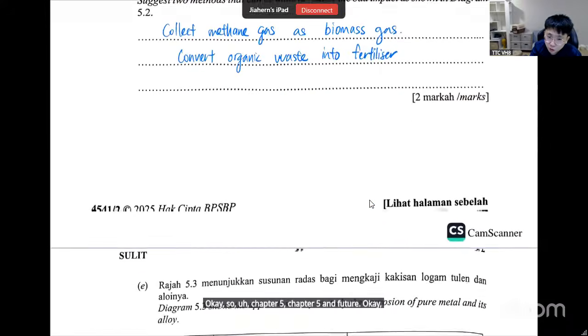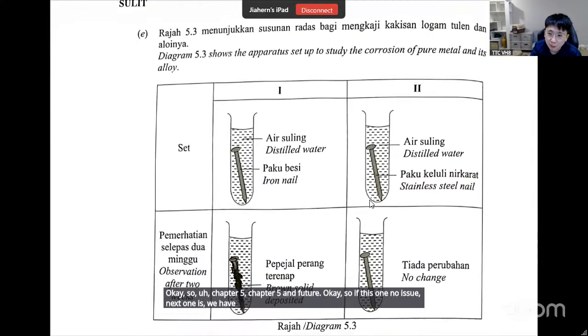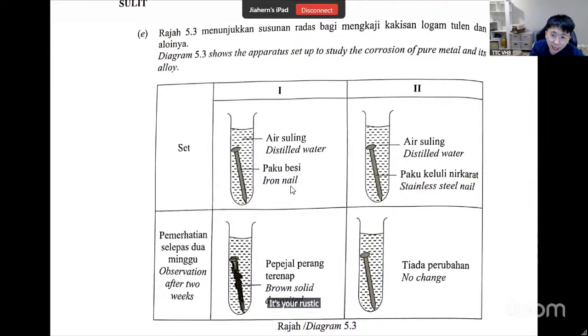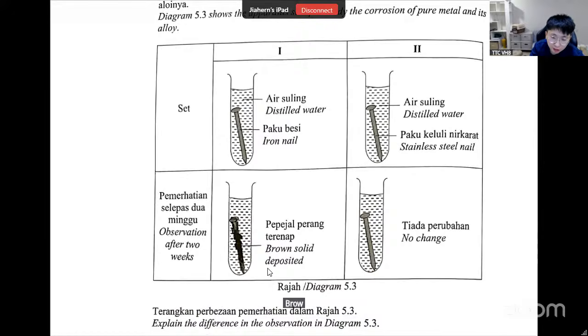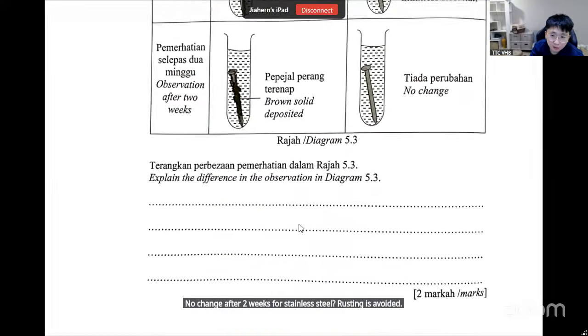Okay, so if this one no issue, next one is we have the setup to study the corrosion of pure metal and its alloy, guys. It's your rusting of iron nail and stainless steel nail. So guys, after 2 weeks, brown solid deposited, rusting occurs. No change after 2 weeks for stainless steel, rusting is avoided. Explain the difference in observation.